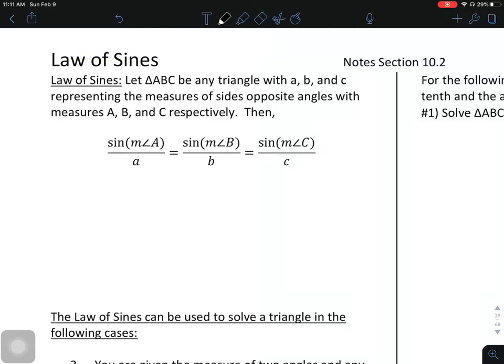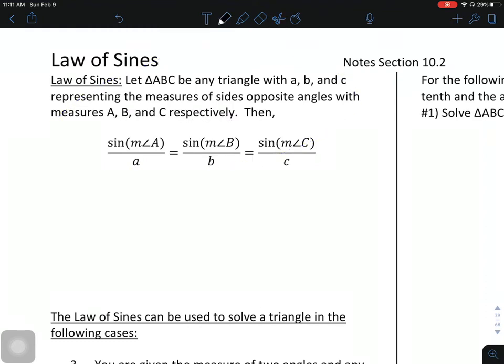This is Honors Geometry, Section 10.2 Notes, talking about the law of sines. Law of sines: let triangle ABC be any triangle with a, b, and c representing the measures of sides opposite angles with measures A, B, and C respectively. Respectively means in the same order. A was first, B was second, C was third.